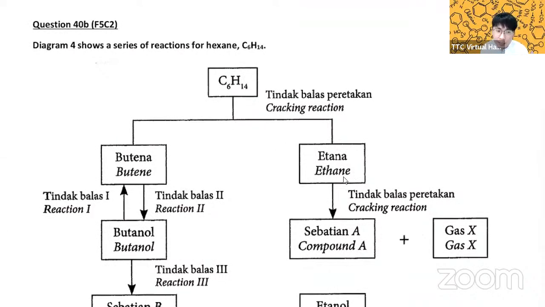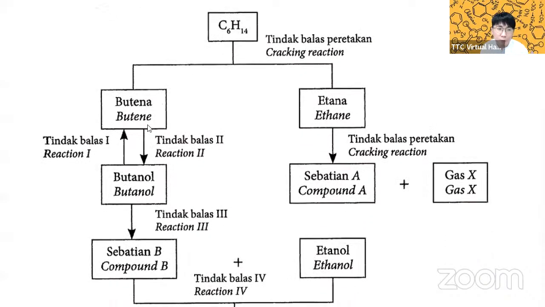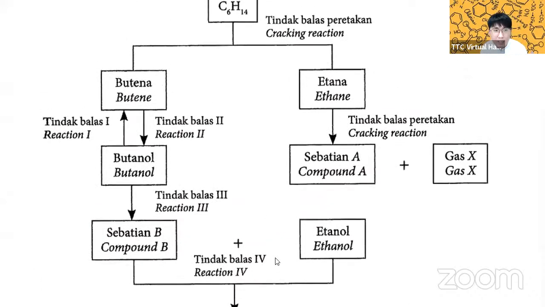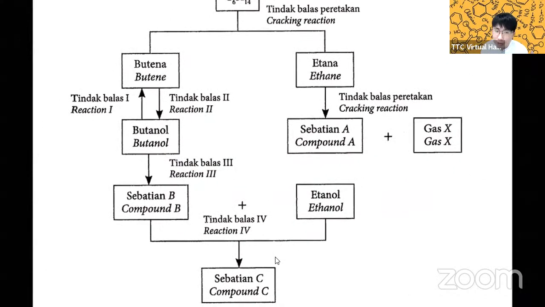So when you break it, it becomes ethane and butene. And then reaction, crack again, become compound A and gas X. Then for butene, you do reaction 2, become butanol. Butanol can back into butene. This one we learned before just now. Alkene to alcohol, hydration, go back, dehydration. But you can turn your alcohol back into, through reaction 3, into compound B, where B can plus alcohol to get you C. So let me just try to answer all these unknowns first.